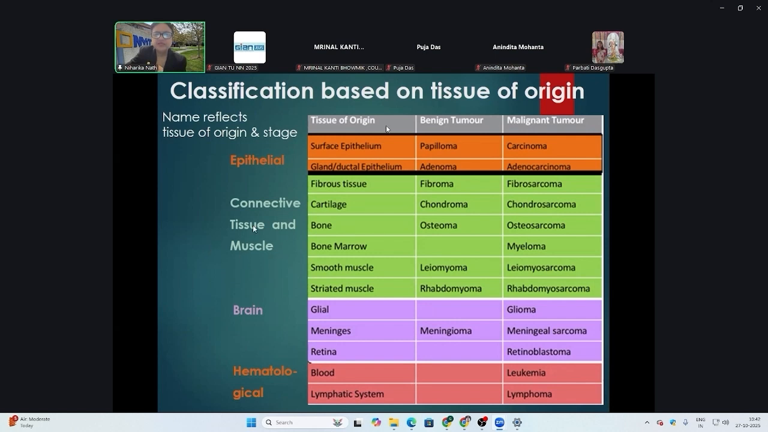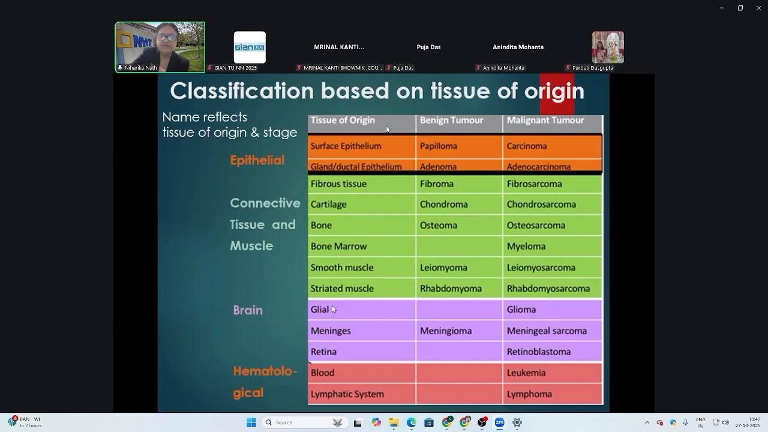If it is in connective or muscle tissue, connective meaning like bone, cartilage, then if benign, they're contained. They're not very serious. They can still be fixed. They can still be treated. Some of them are rare, some of them are common. So fibroma, osteoma, rhabdomyoma. But if it becomes malignant, then it is called a sarcoma. Sarcoma is the name given to connective tissue and muscle cancers.